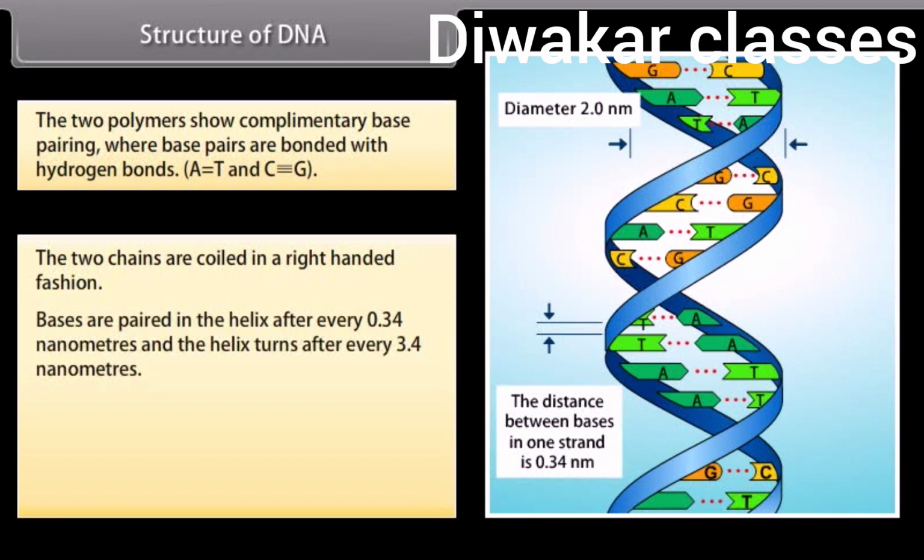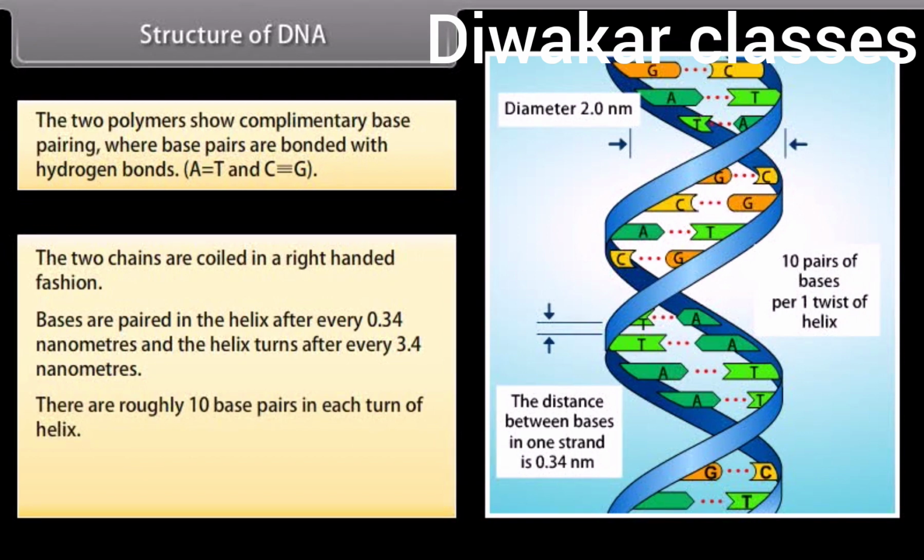Bases are paired in the helix after every 0.34 nanometers and the helix turns after every 3.4 nanometers. There are roughly 10 base pairs in each turn of the helix. The plane of one base pair stacks over the other in the double helix.